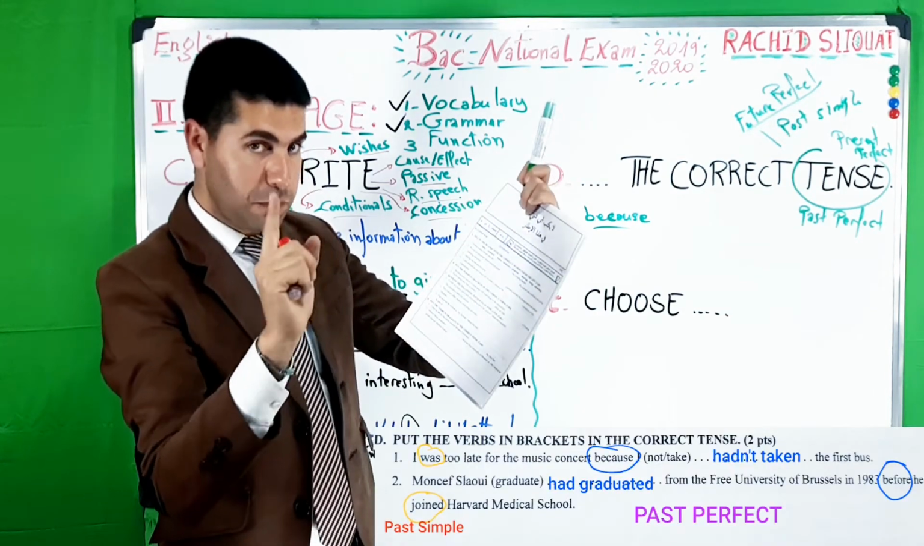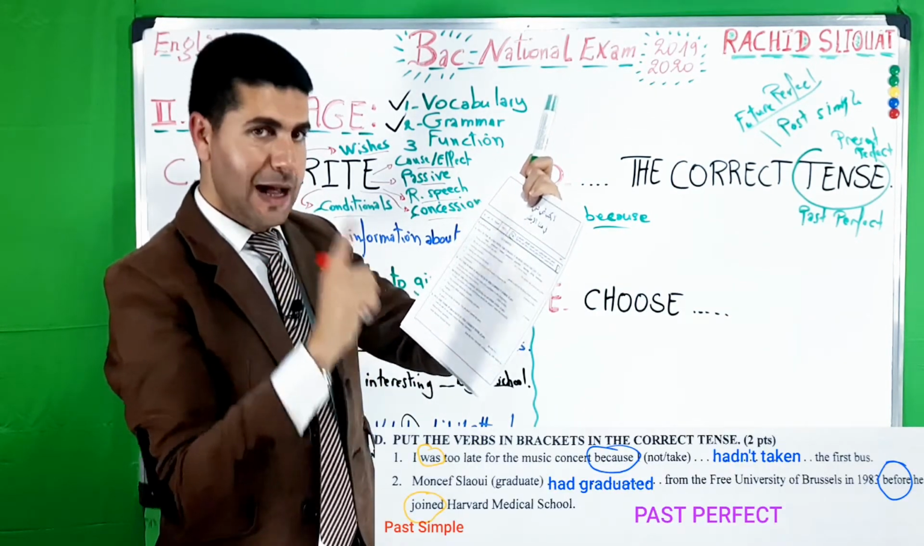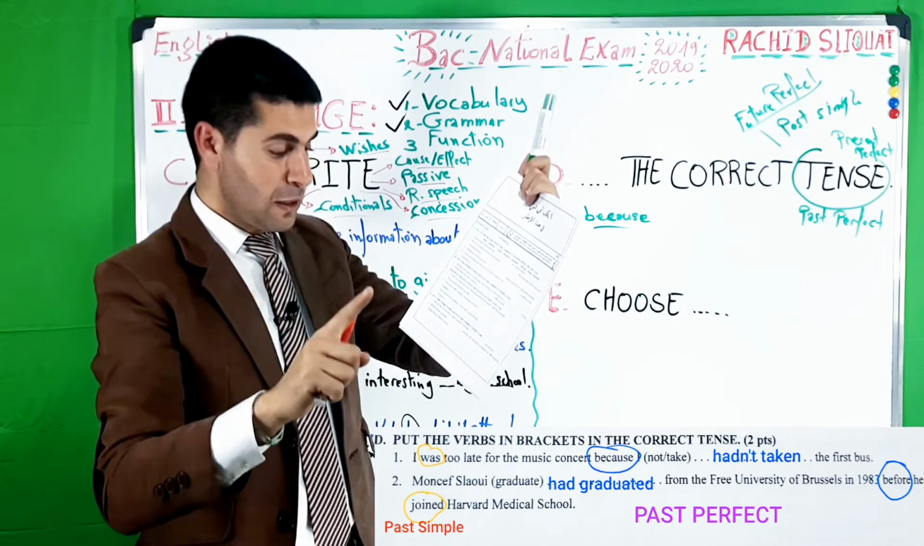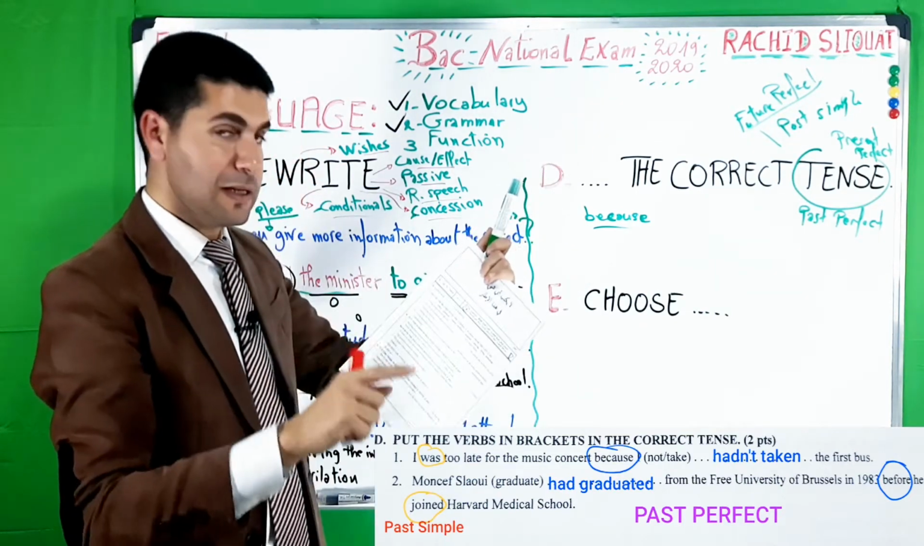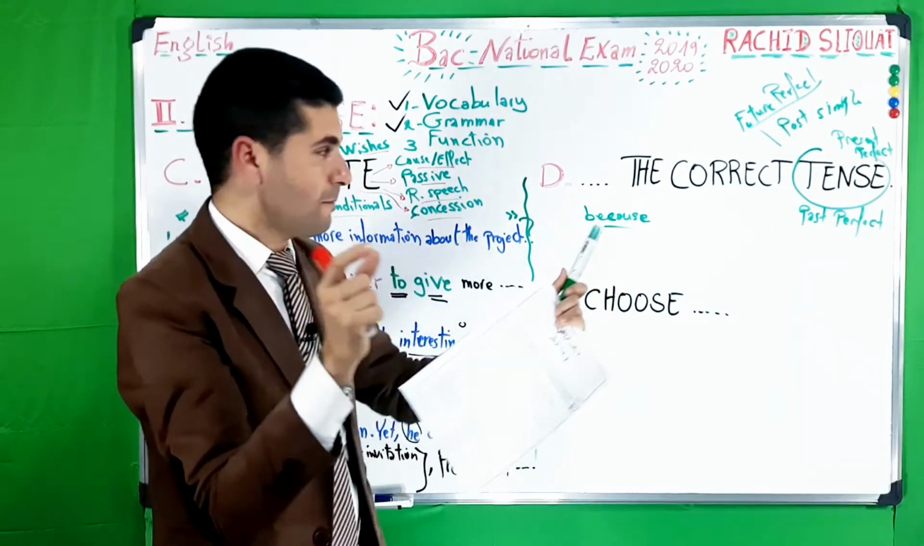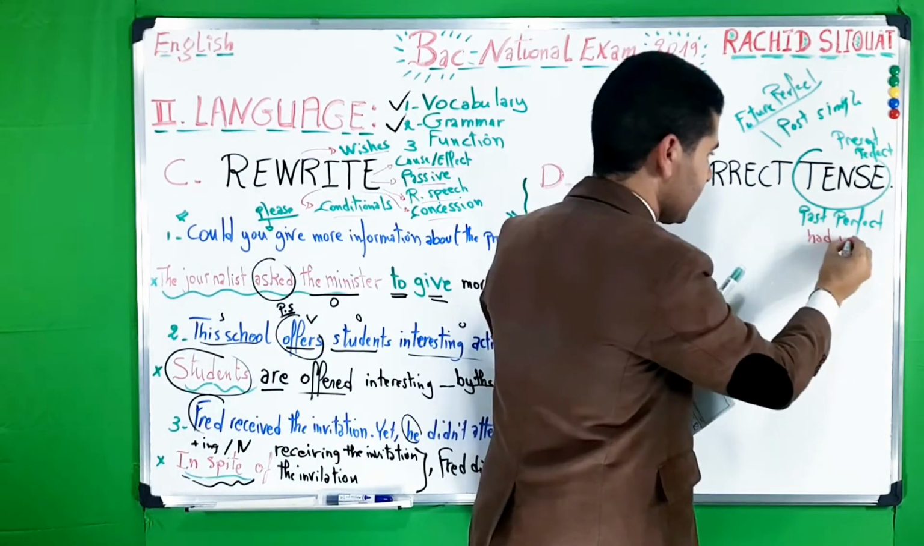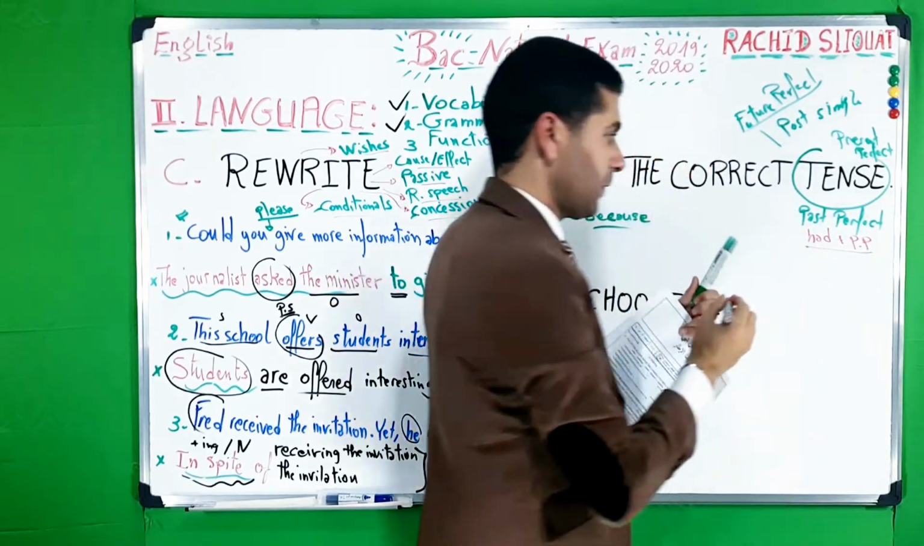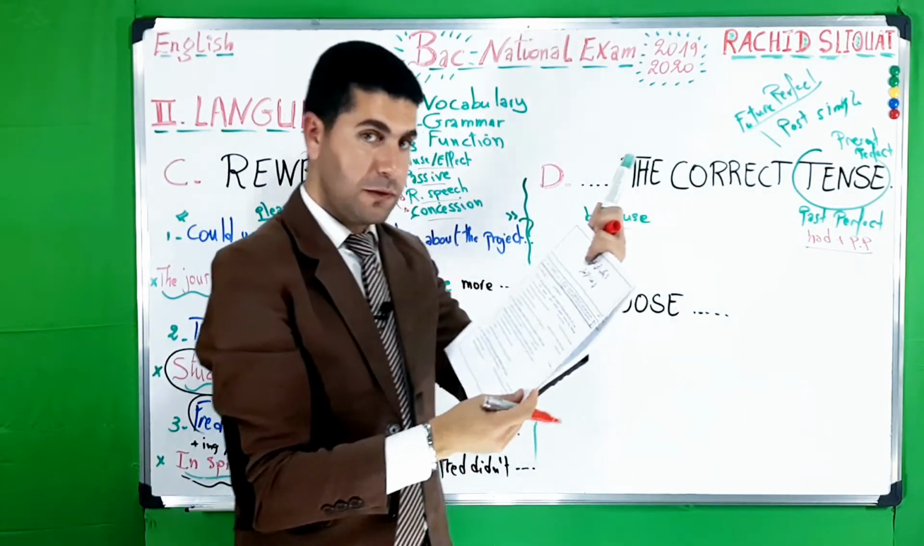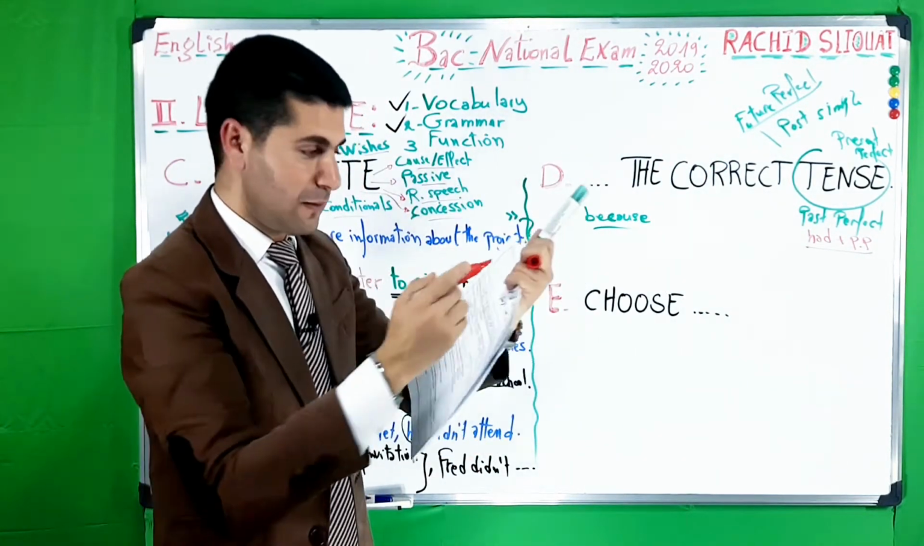Because I had not taken the first bus. This is the past perfect: had plus past participle of the verb. Here we have not, so had not taken, or hadn't taken.